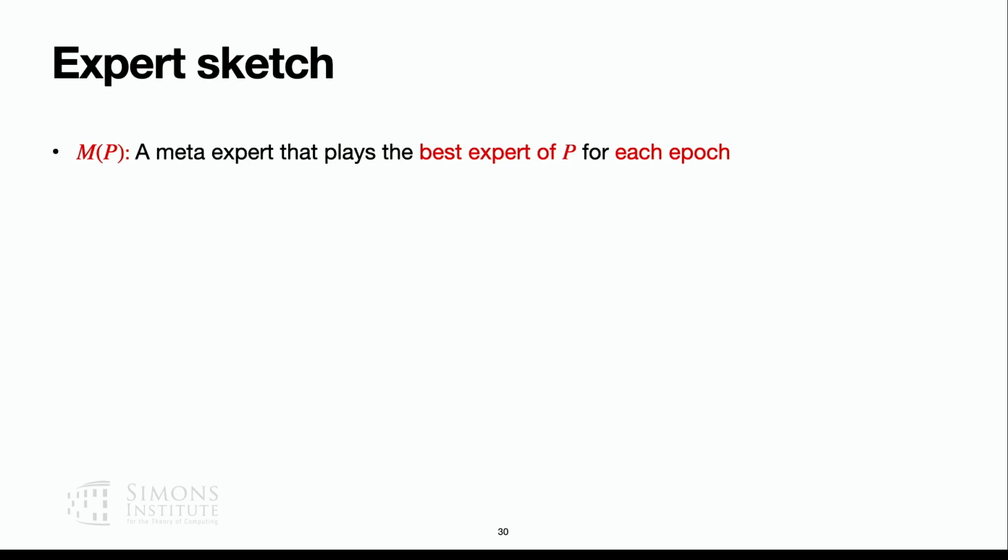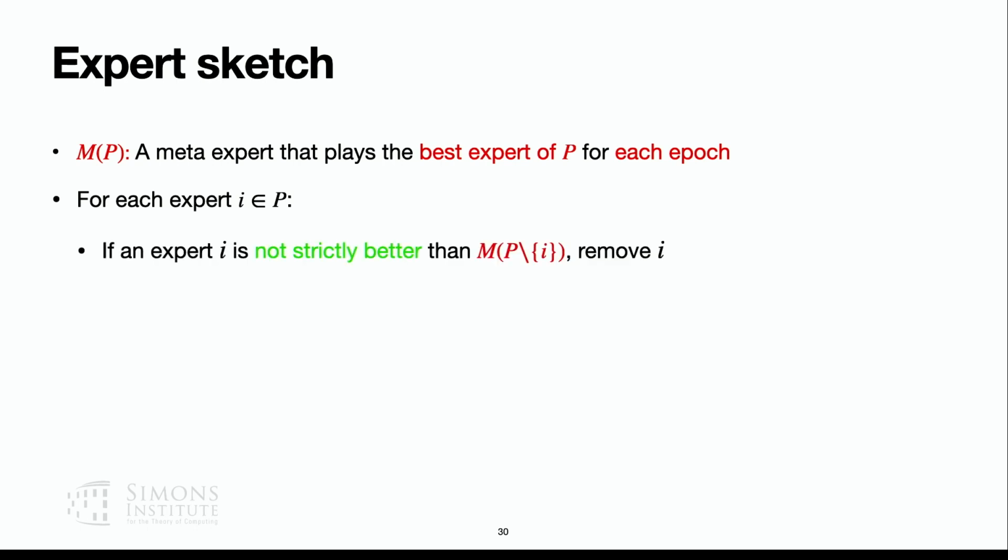Okay. The key definition is the meta expert. For a subset P, I define a meta expert that chooses the best expert for each epoch and plays this best expert. That's to say, for each epoch, the meta expert looks at the experts in subset P, chooses the best one, and plays that for the entire epoch. So it can switch its decision over experts in P. Now, for each expert in the subset, if expert I is not strictly better than the meta expert defined over P minus I, then I would remove expert I. Here, the strict definition of strictly better is that the performance of expert I is not smaller than the meta expert minus 1. Okay, that's the formal definition.